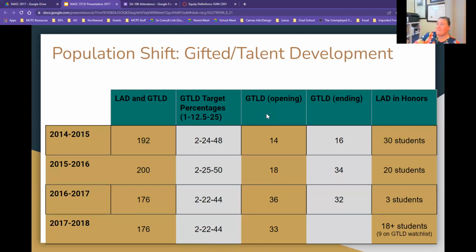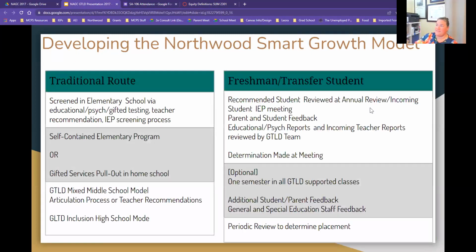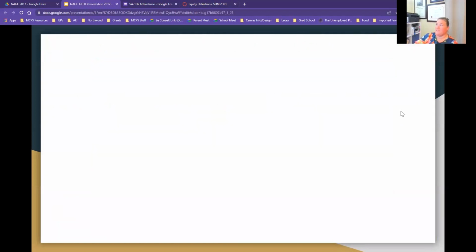So here were our targets, and we talked about our targets of who was here. If you said what was our 1%, what was our 12.5%, and what was our 25%, it meant that we would be at 224 and 48 to start. And this is where we were. And then by 2017-18, this is about where we thought we would be. If you look over here, you can tell that our LAD students in honors classes number starts going down dramatically, and our number of students in GTLD starts going up. This is the pathway that we developed to consider our students.